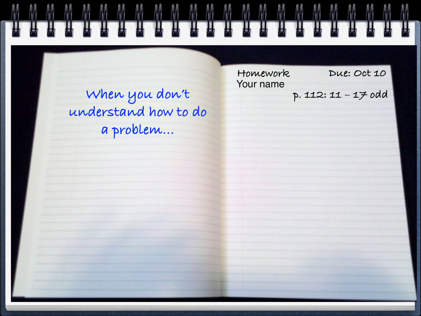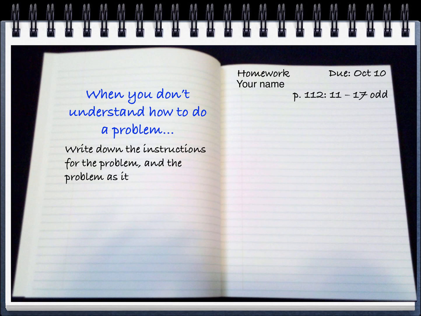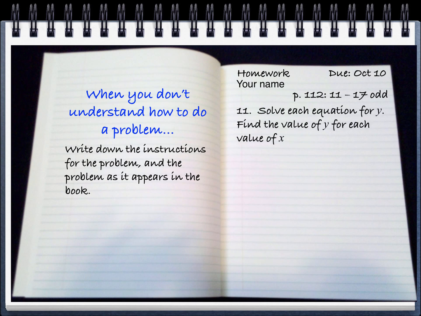There are going to be times when you don't understand how to do an assigned problem, and here's what I'd like you to do when that happens. First of all, write down the instructions for the original problem and what the specific problem was. Now in this case, the instructions preceded a group of problems, and the instructions were solve each equation for y, find the value of y for each value of x. The specific problem that you didn't understand was this one. This is exactly what was written in the textbook. This is the minimum that you should do when you don't understand how to do a problem.